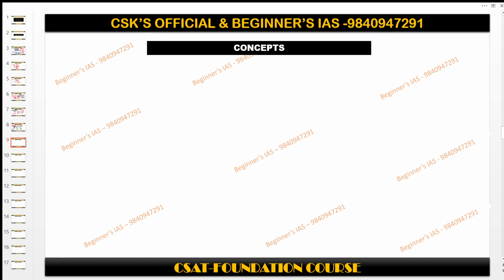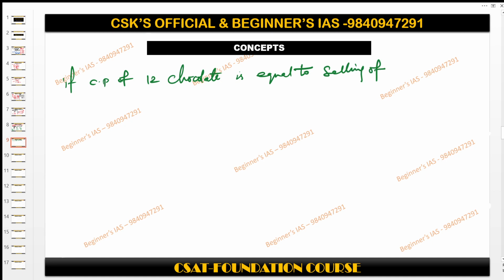It's a simple one. Suppose the cost price of 12 chocolates is equal to the selling price of 8 chocolates. Find percentage profit or percentage loss.